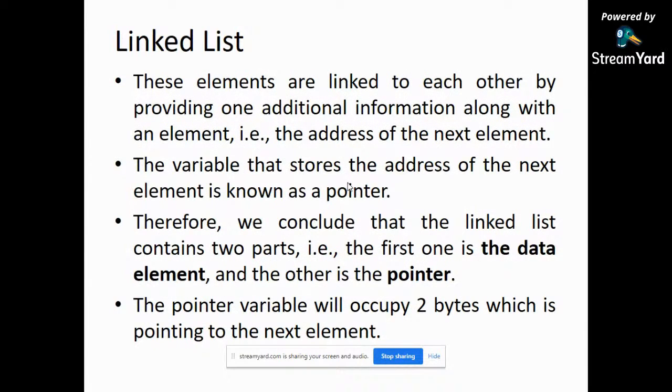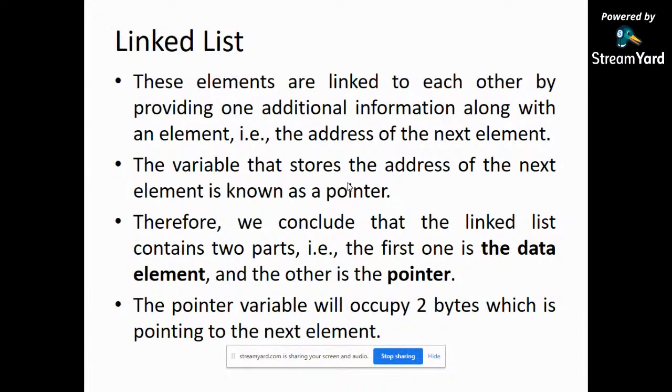These elements are linked to each other by providing one additional piece of information along with an element, that is the address of the next element. In an array, we store only values, whatever data we have. But in a linked list, we have to store data as well as the address of the next element, where exactly that element is stored. The variable that stores the address of the next element is known as a pointer. Therefore, we conclude that the linked list contains 2 parts. The first one is the data element and the other is the pointer.